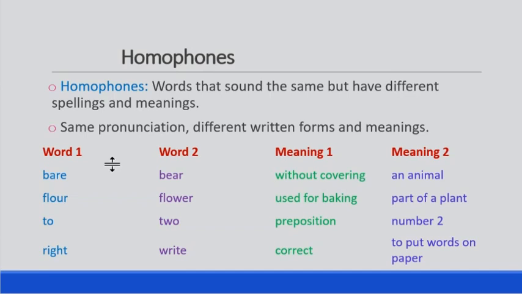B-A-R-E, and bear, B-E-A-R. They have different spelling and meaning as well. The first word, bare, means without covering, and bear, the second word, means a type of animal.